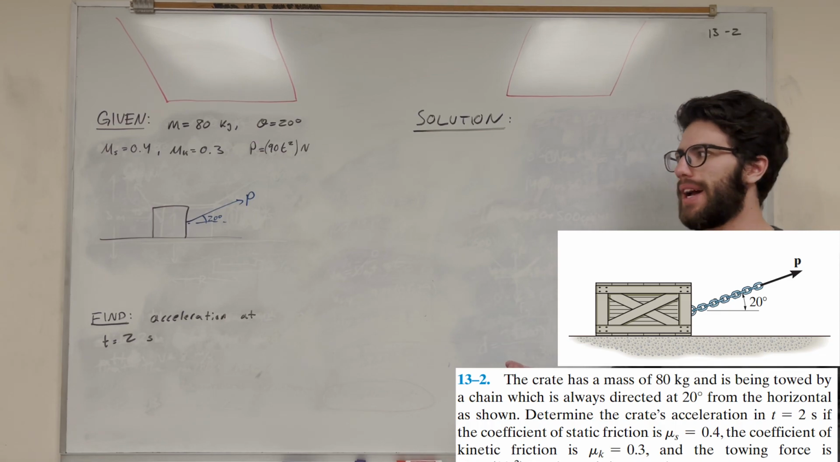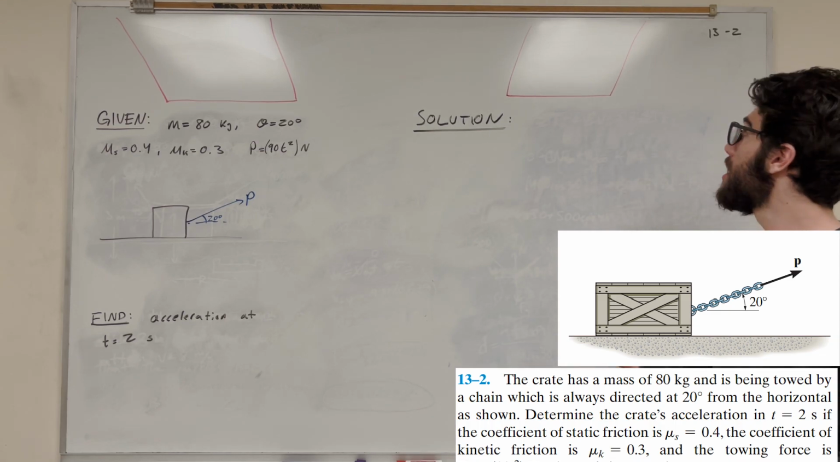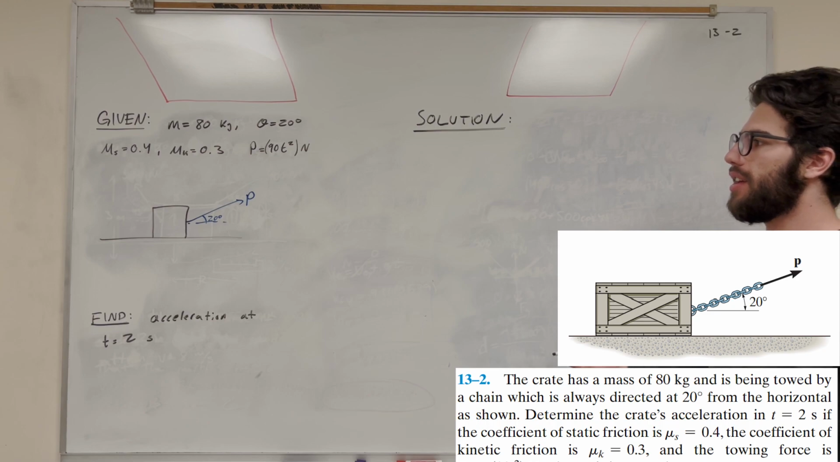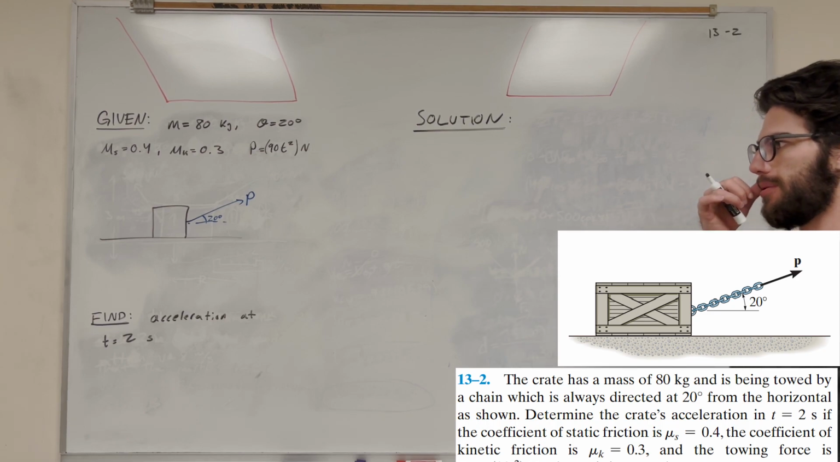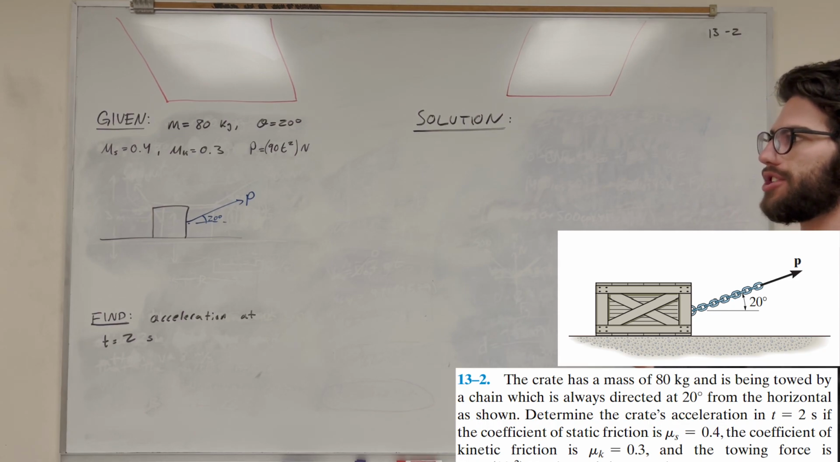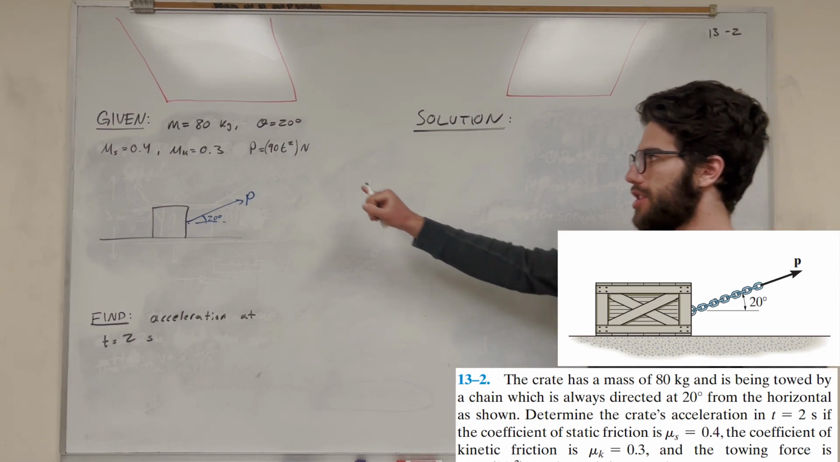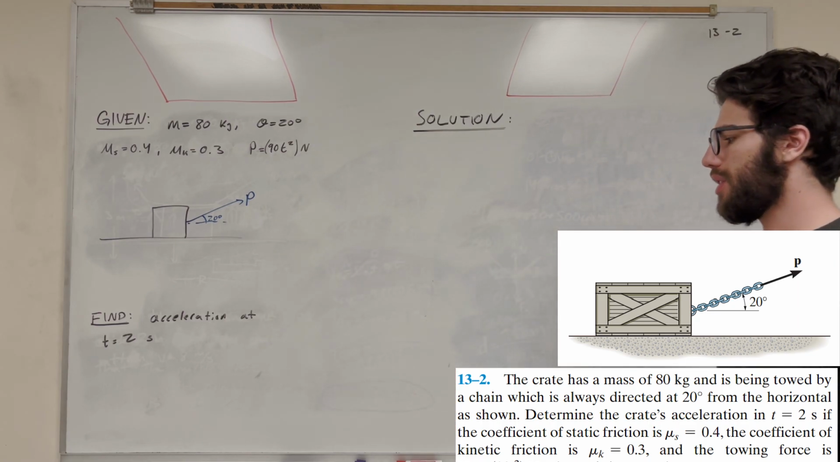It's called gang or impact system dynamics. So we have this problem here. We have a crate, and we're pulling a force P on it, and our goal is to find the acceleration at t equals 2 seconds. So we know it has static friction and kinetic friction, and that force is changing with time. So let's go ahead and solve for it.